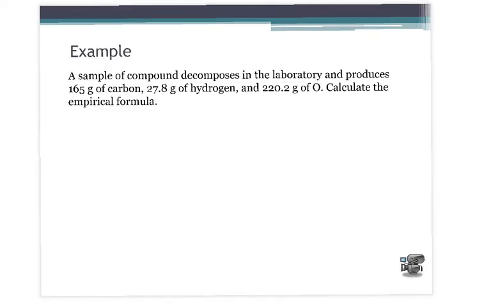Okay, so let's do an example in which we have a sample of a compound that decomposes in the laboratory to produce 165 grams of carbon, 27.8 grams of hydrogen, and 220.2 grams of oxygen. Let's calculate the empirical formula. Now, remember, the chemical formula is a ratio of moles of constituent elements, not grams. So the first step that we want to do is convert our grams of each element into moles.